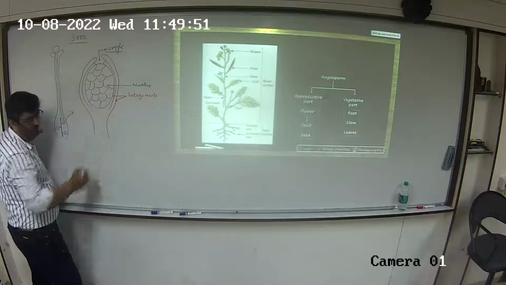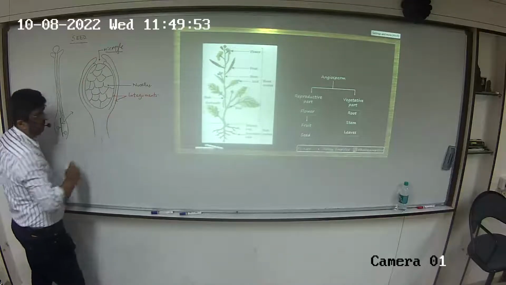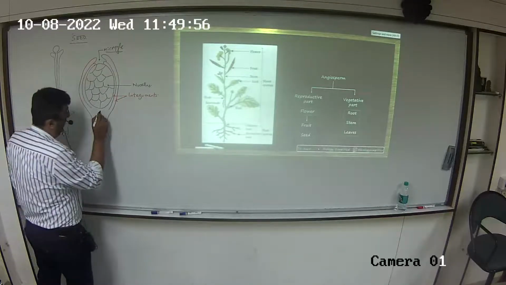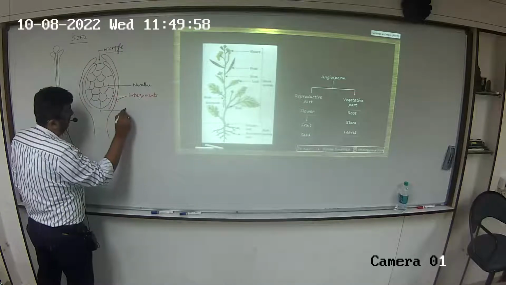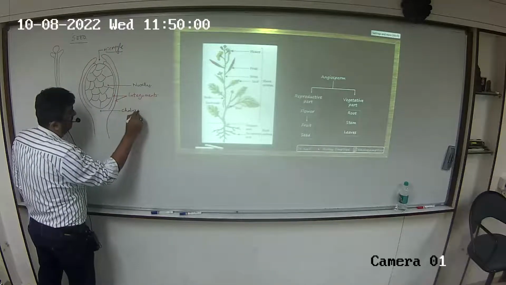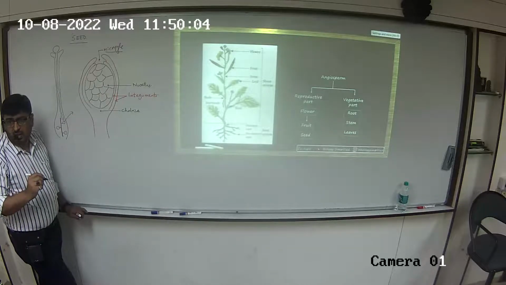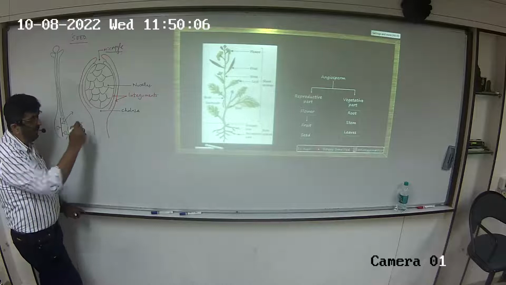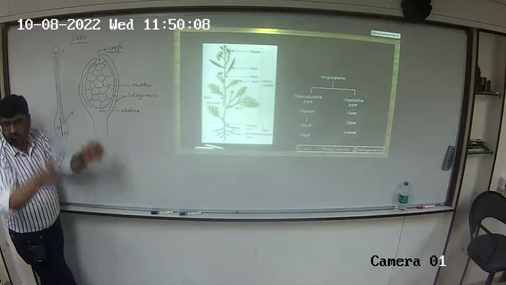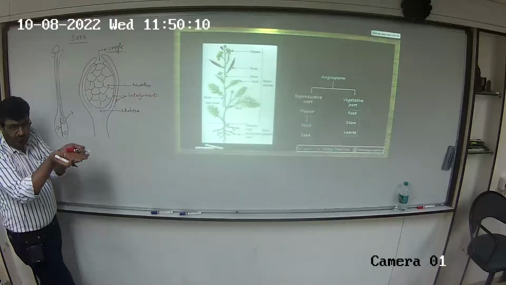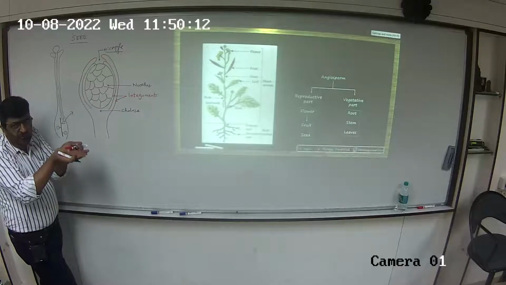Exactly opposite the micropyle is a point which is called as the chalaza. Now chalaza is the point from where the integuments are starting. That is, the lowermost point of the ovule, the base point, is chalaza.